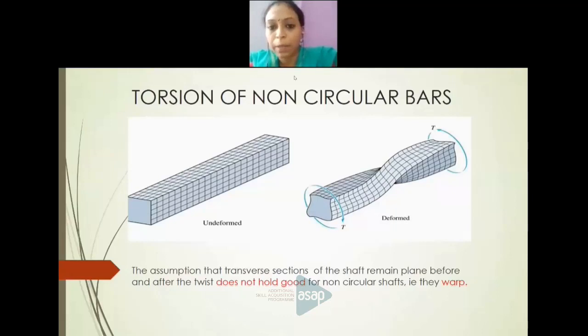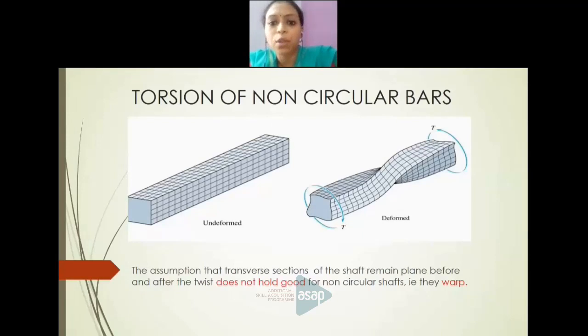So what happens here? I already mentioned that you have got so many assumptions in circular bars. One of the assumptions was that plane sections remain plane before and after the twist. So what is meant by transverse sections? Transverse section means the section which is transverse to the longitudinal axis. You can take all the vertical lines over here. The vertical lines represent sections, right? Because we have made small grids, all the vertical lines representing the grids are transverse sections.